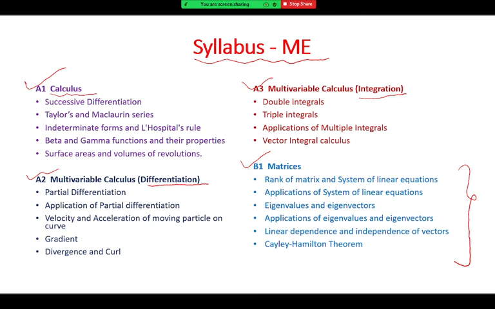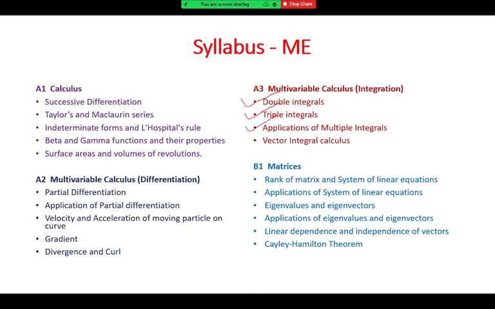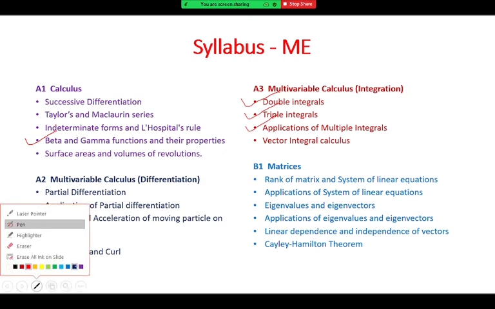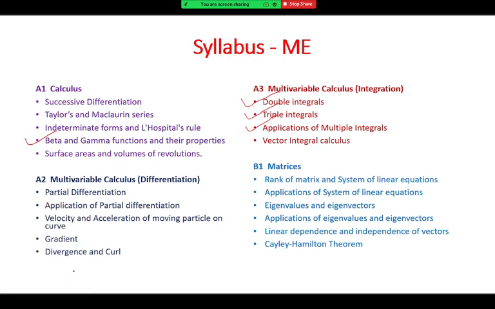Let me tell you which articles I have completed from my side, because I want to finish this syllabus. First, double integral we completed, triple integral we completed, application of multiple integral we completed, and beta and gamma we completed today. Now these are the topics that I have to finish before January end. Generally, I finish my syllabus by the first week of February or January end.